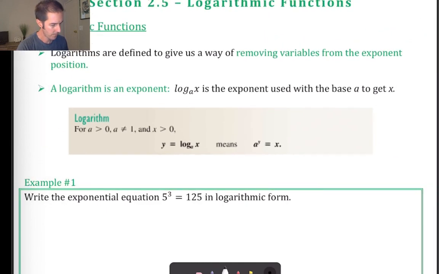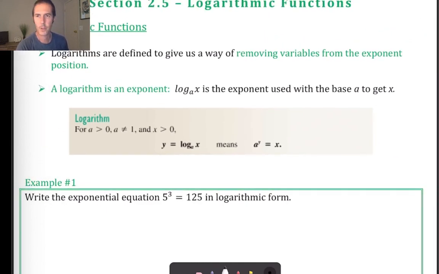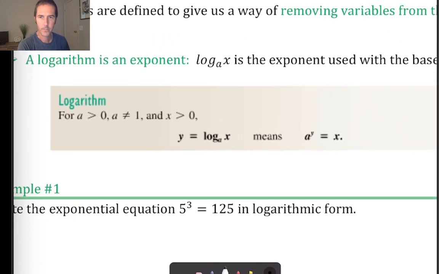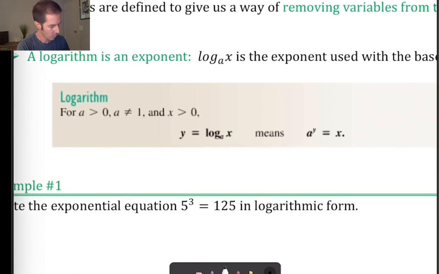And it's also important to note that the base of a logarithmic statement, which is represented by lowercase a here in the middle of your screen, has to be greater than 0, and it's not going to be the number 1. That would be uneventful. And our x value is going to be greater than 0. And certainly, if you're working with a positive number that's being raised to a power, you're going to end up with a positive number, so that makes sense that our x value is going to be greater than 0.